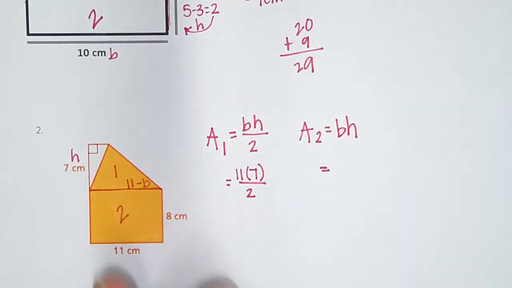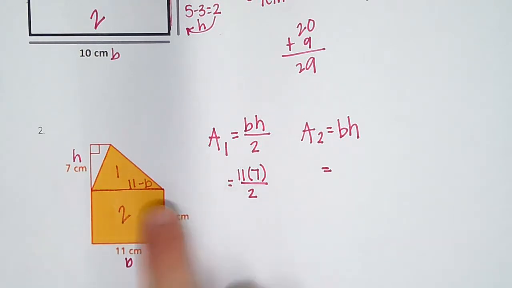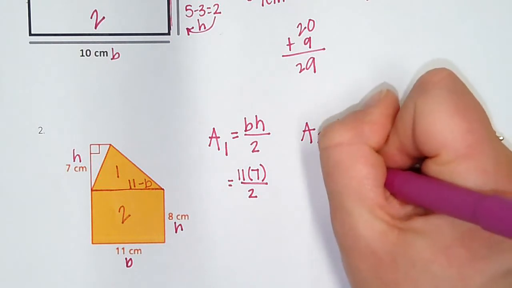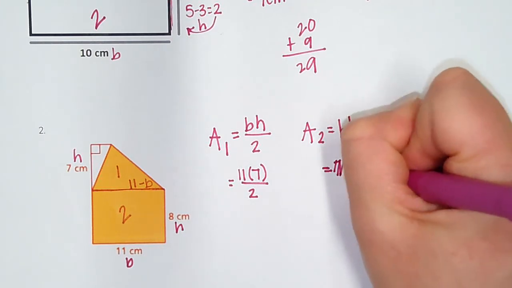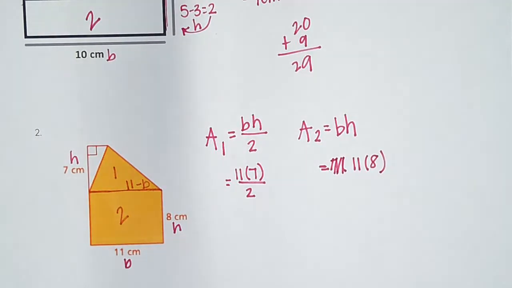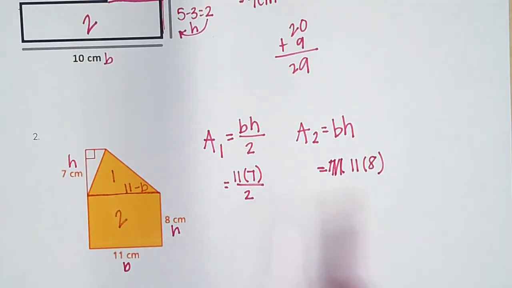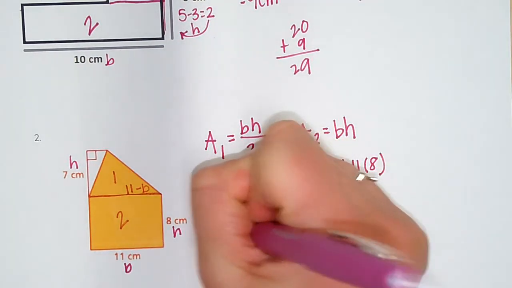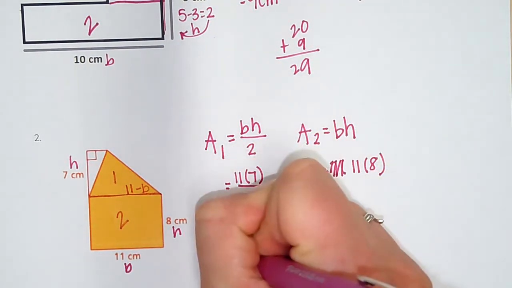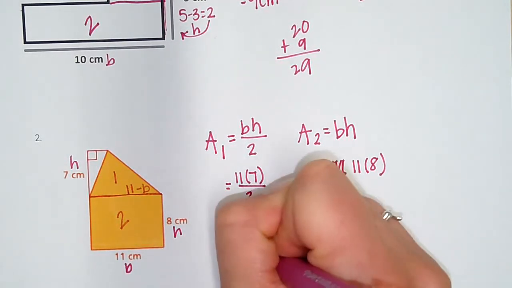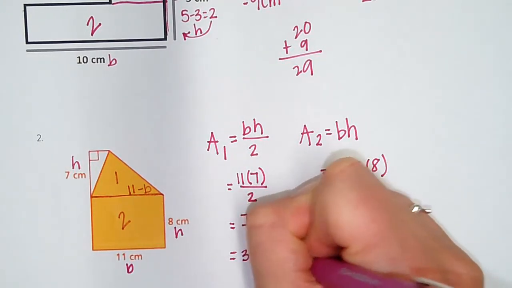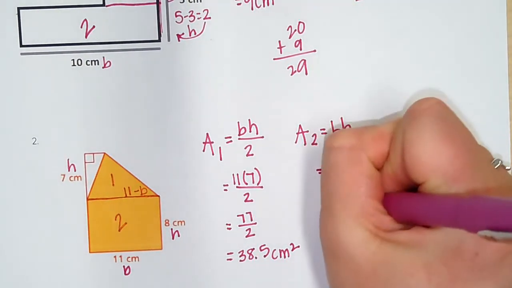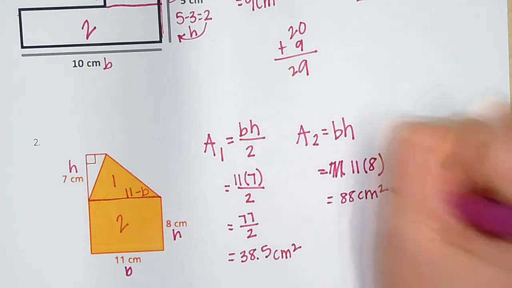Over here, my base is 11, while my height is 8. Oops, I did not mean to write 7, excuse me. 11 times 8. And now I've substituted. I can just simply evaluate. 11 times 7 is 77 divided by 2. 77 divided by 2 is 38 and a half centimeters squared. 11 times 8 is 88 centimeters squared.